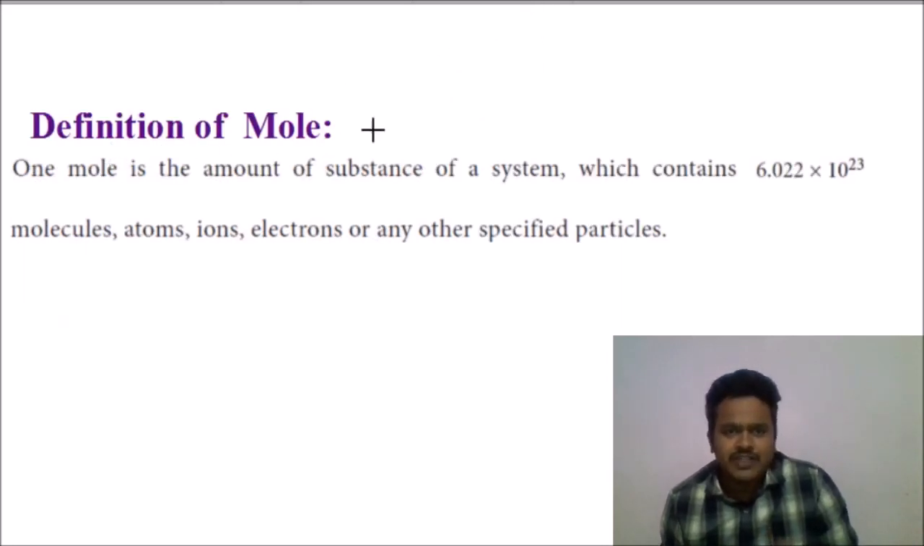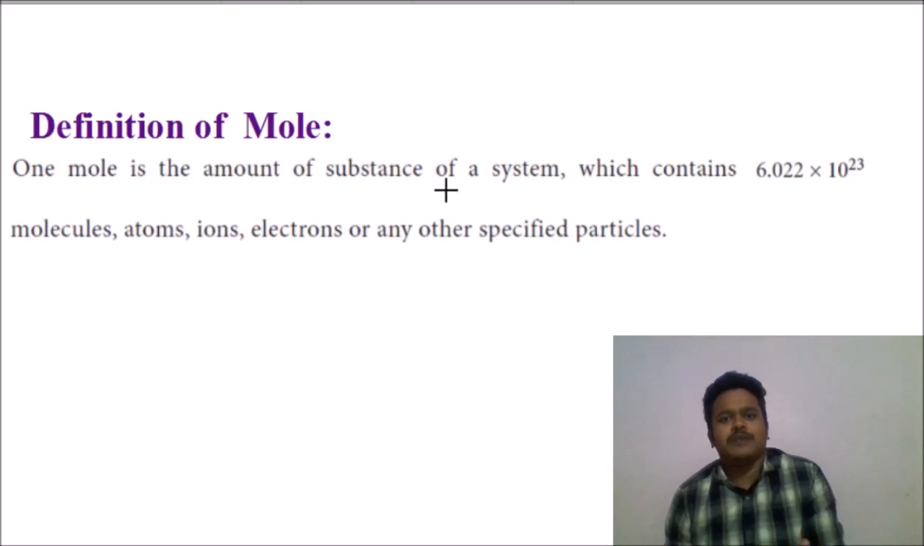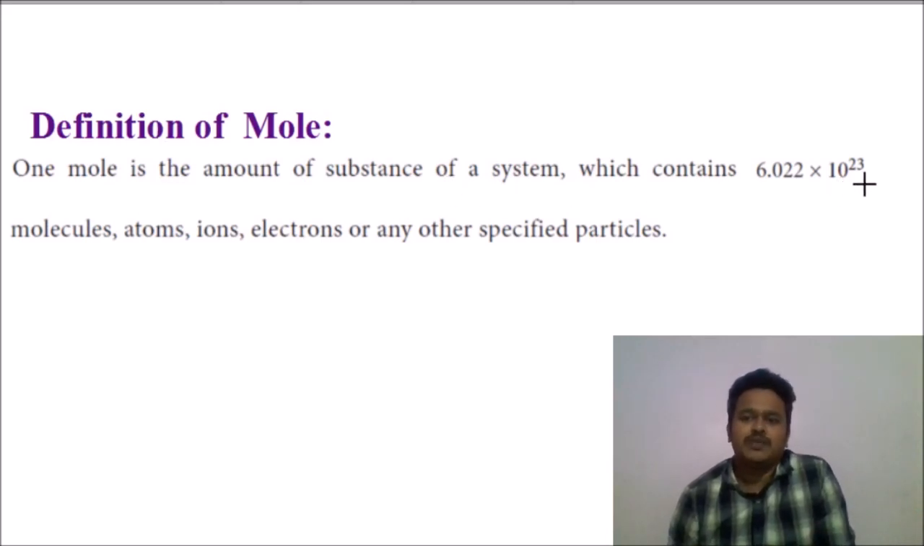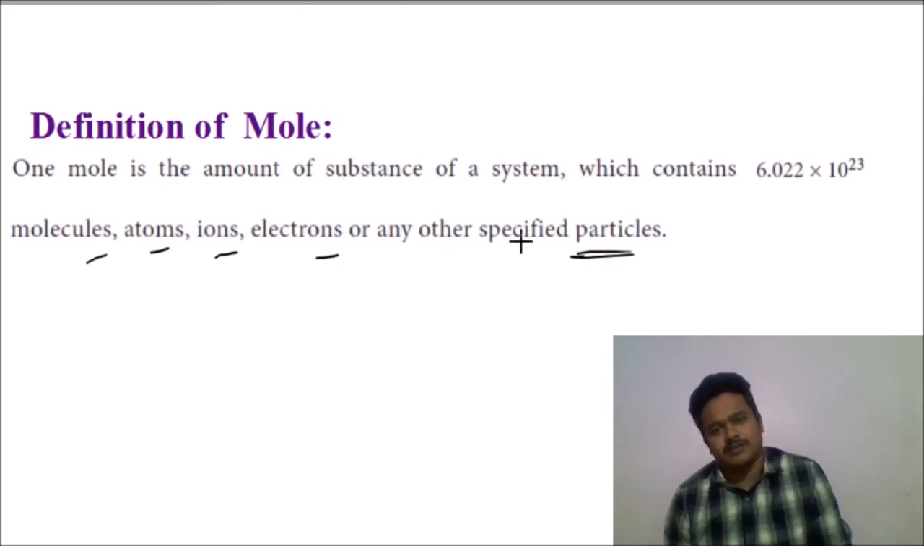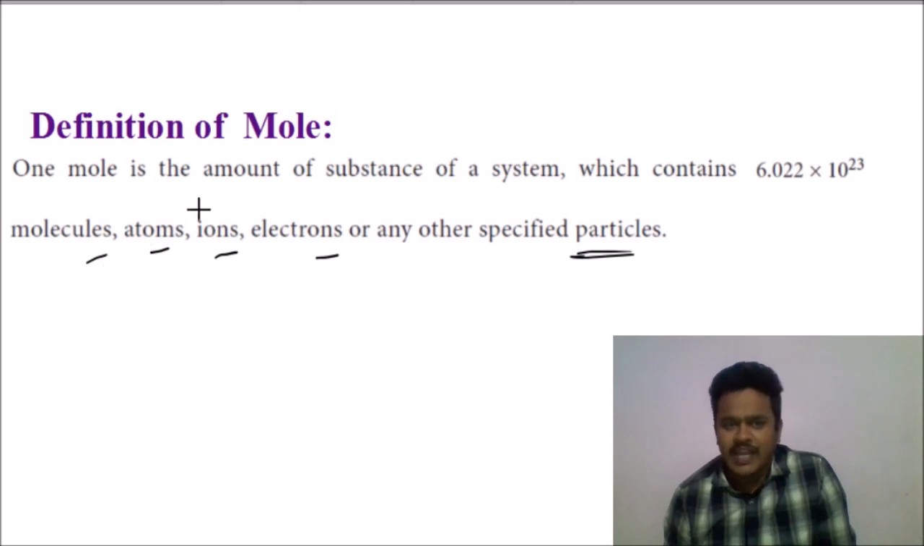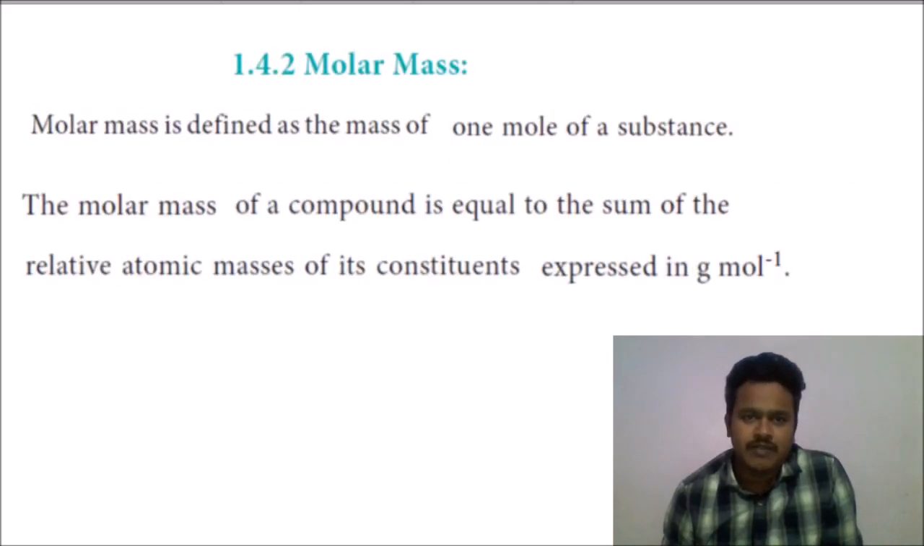And another definition of the mole. 1 mole is the amount of a substance of a system which contains 6.023 into 10 power 23 molecules, atoms, ions, electrons and any other specified particles. This is the definition. Any definition you can write in the examination perfectly.